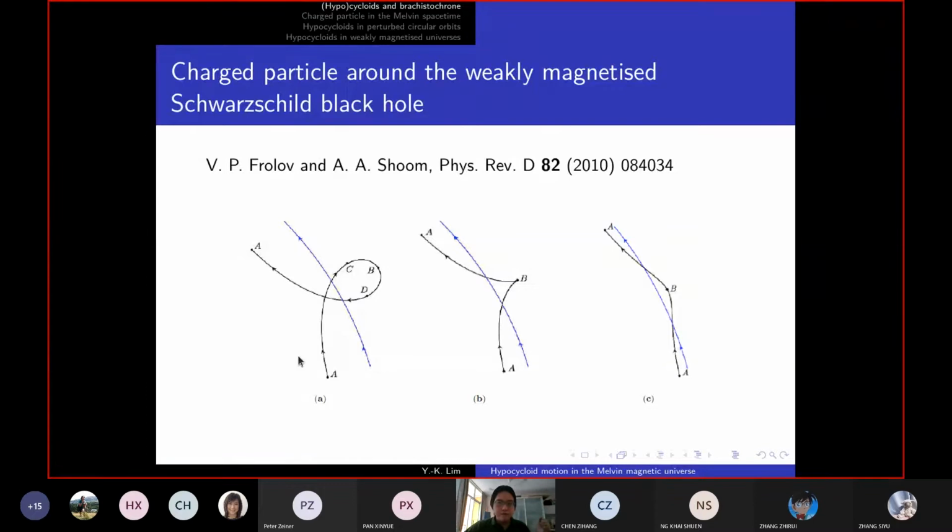According to a paper by Frolov and Shoom, they have solved this situation. They can encounter different cases. The case that we are focusing on in today's talk is the one with the sharp corners. So it's this one in particular. This was Frolov and Shoom in 2010, where it's around a weakly magnetized black hole.